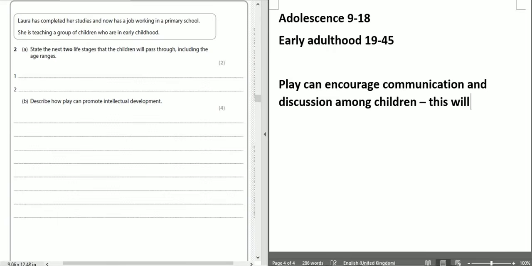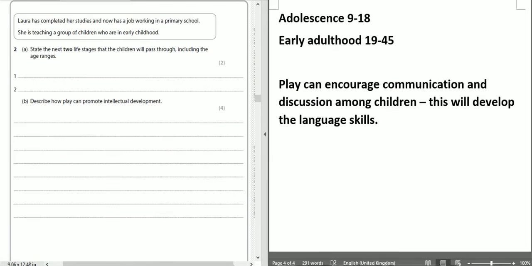This will develop their language skills. So again, intellectual development covers thinking, reasoning, language. So that's our first one. So play encourages communication, discussion. Children will learn thinking and language skills.